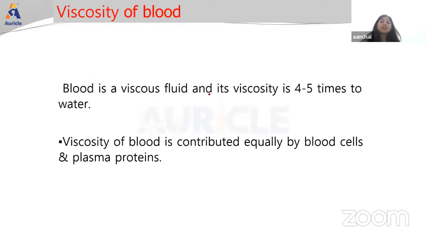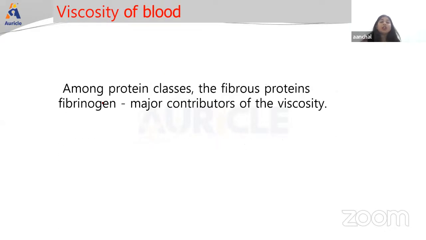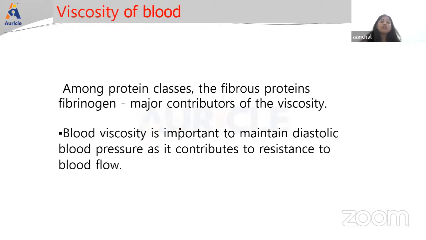Blood is viscous, and its viscosity is 4 to 5 times that of water. Viscosity of blood is contributed equally by blood cells and plasma proteins. Among the protein classes, the fibrous protein fibrinogen is the major contributor to viscosity. Blood viscosity is important to maintain diastolic blood pressure and contributes to resistance to blood flow.